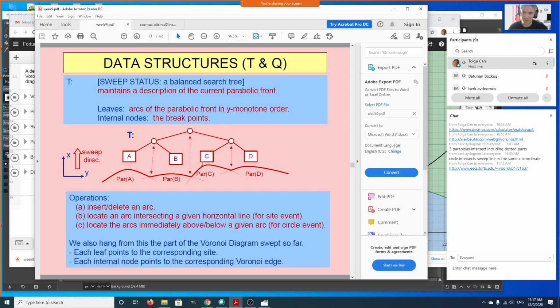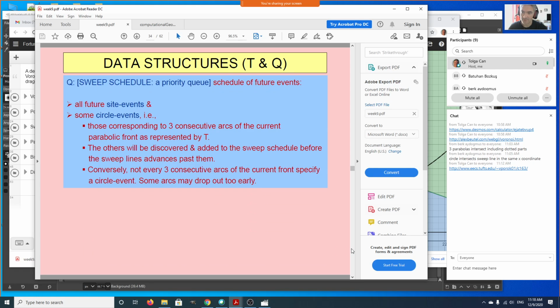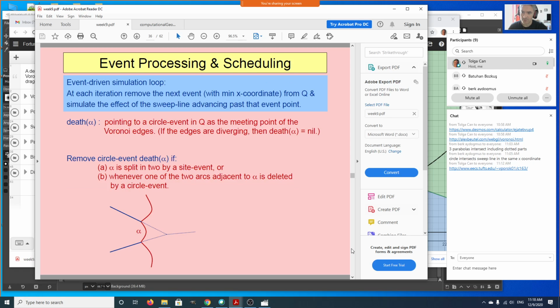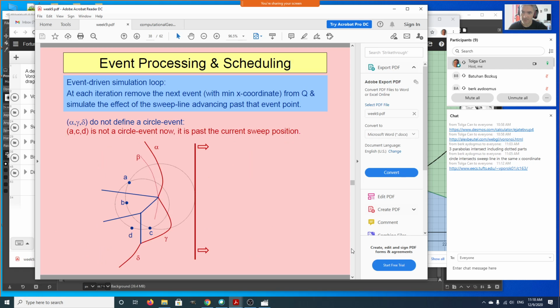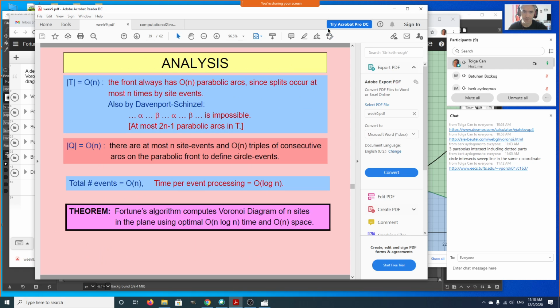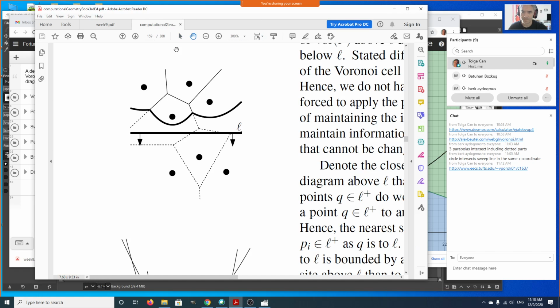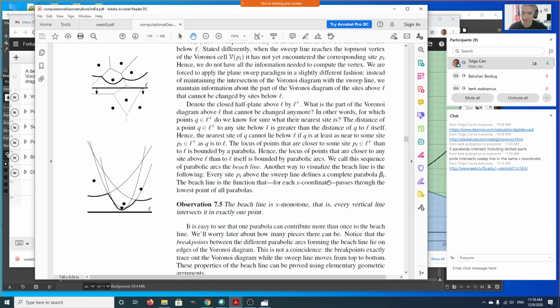And I talked about the status structure, how it's actually a balanced binary search tree that contains the sites as leaf nodes, and the intermediate nodes are pairs of sites that indicate breakpoints. We have talked about this. Now I can talk about the algorithm directly, and for this I'm going to jump to the book and go over the pseudocode to make everything clear.